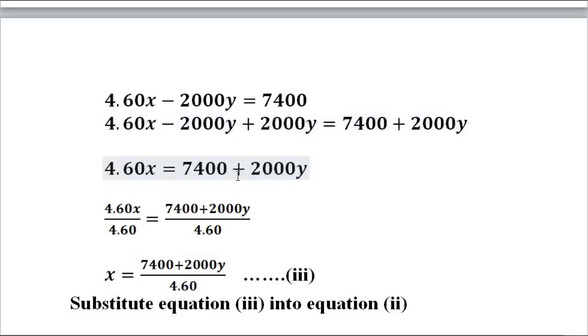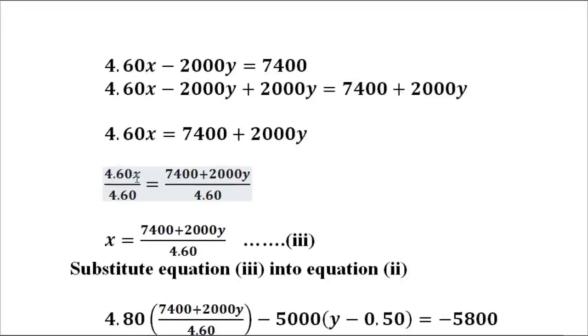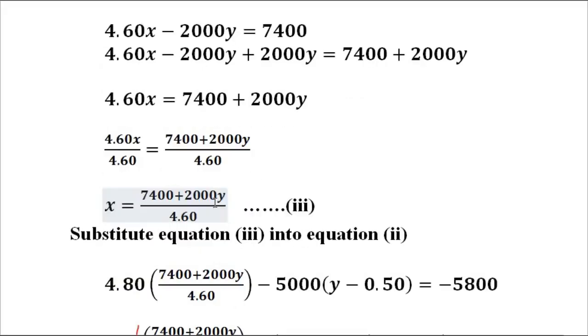In the next step, I will divide both sides of the equation by 4.60 in order to eliminate 4.60 from the left side. We get 4.60x over 4.60 equals 7400 plus 2000y over 4.60. 4.60 will cancel out 4.60. We get x equals 7400 positive 2000y over 4.60.